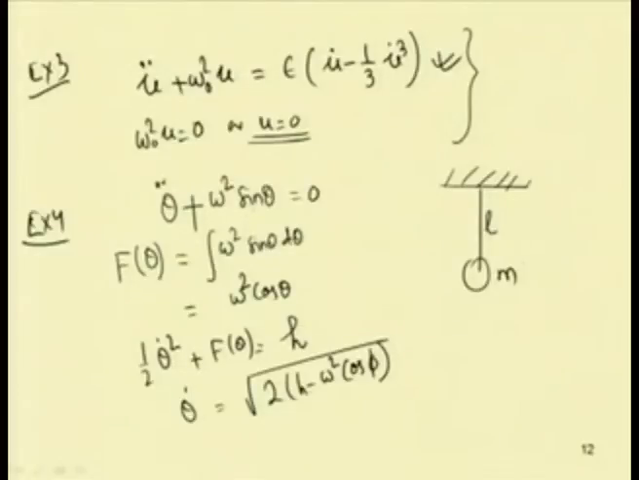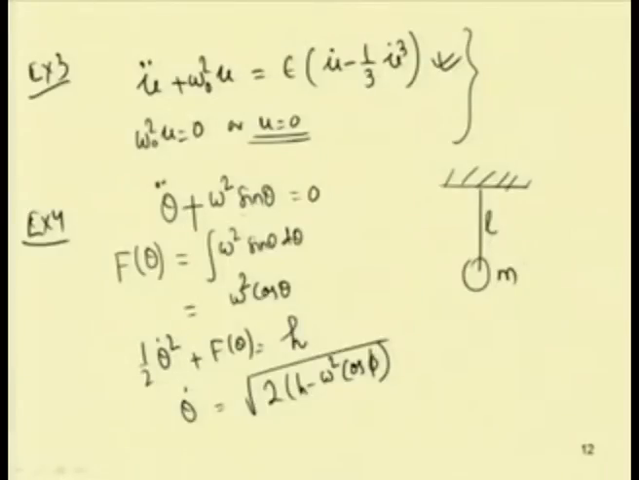Here one may note that unlike in case of a single degree of freedom system, where we take sin theta equal to theta, here instead of taking sin theta equal to theta, one can take it directly, and one can find this expression for theta dot equal to root over 2 into h minus omega square cos theta.